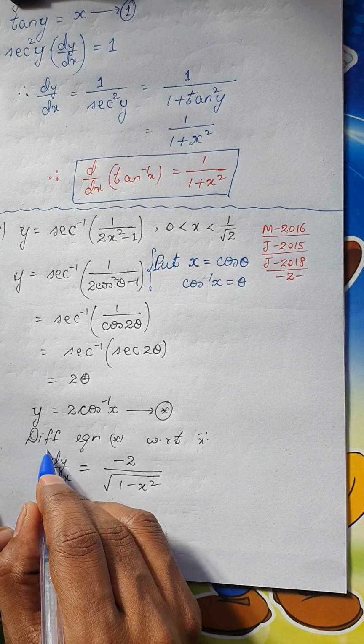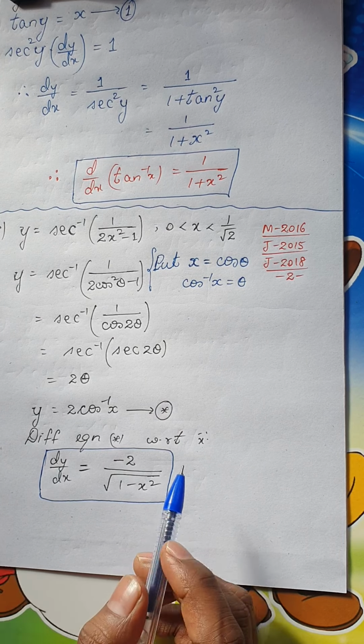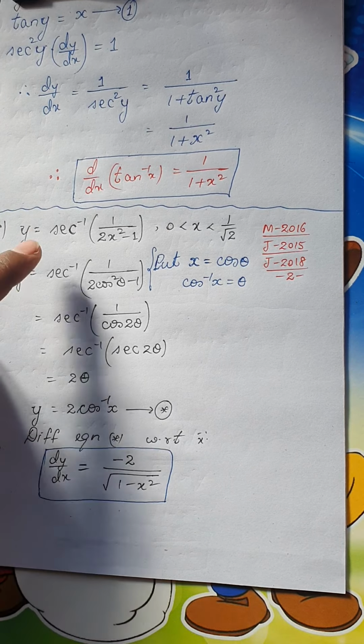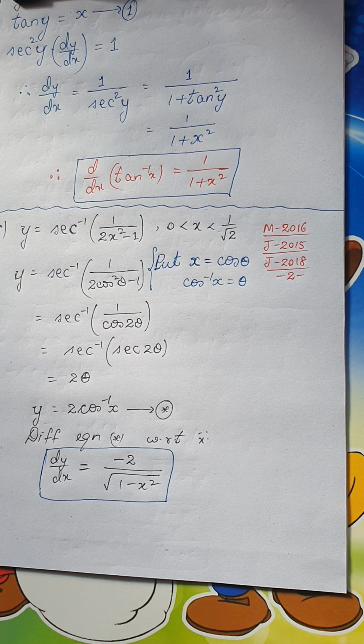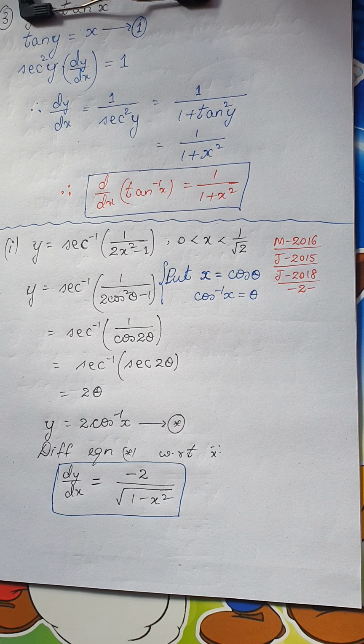Remember, we have just brought it into simplified form and then differentiated using the derivatives of inverse trigonometric identities. Very easy, isn't it? Yes. So we shall move on to the next one.